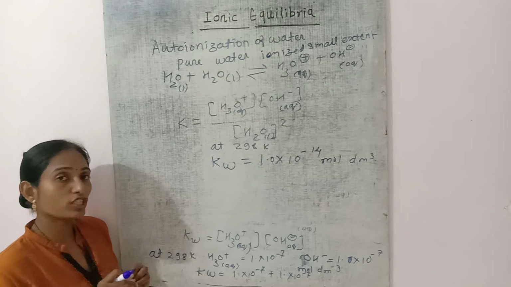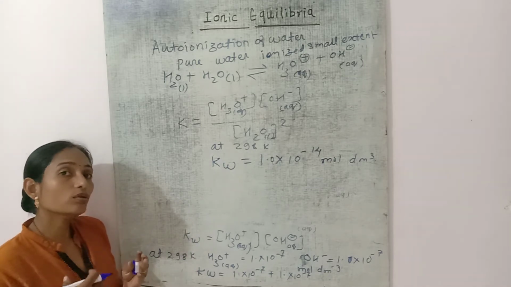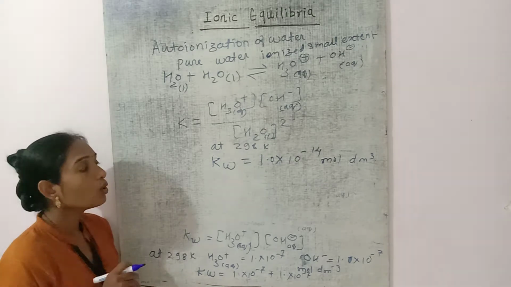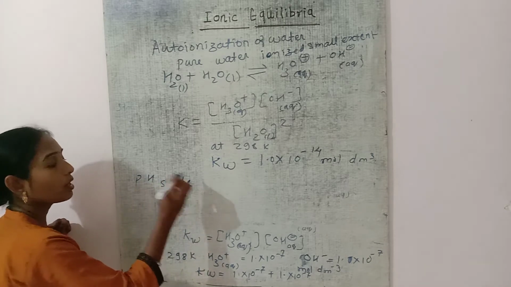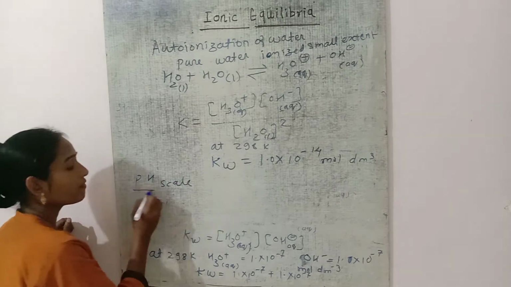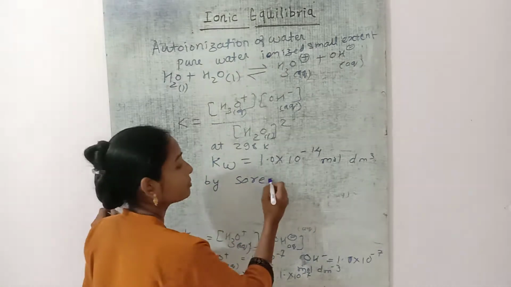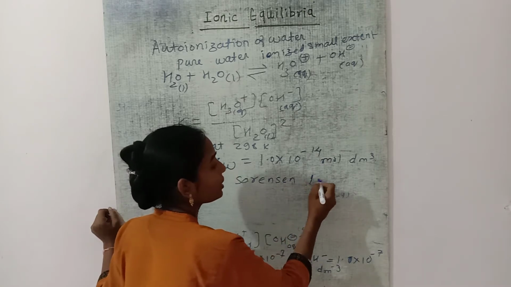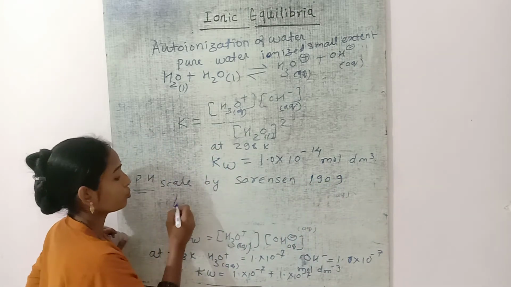Okay, as the pH value increases, the temperature decreases, and as the pH value decreases, the temperature increases. Okay, so now the pH scale. The pH scale was given by Sorensen in 1909, the concept of pH for a solution.